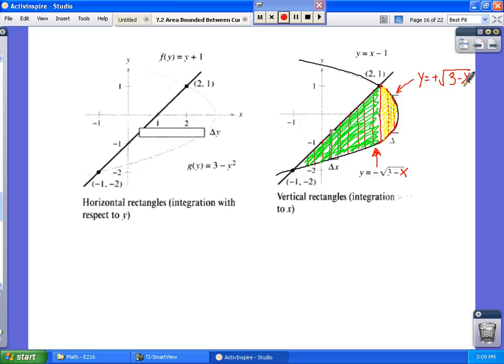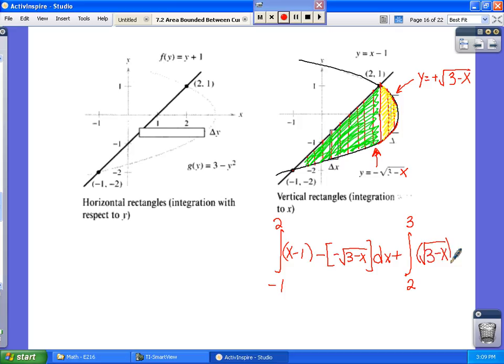You would do an integral from -1 until +2 of the line, which is x minus 1, minus the bottom half of the square root function, dx, plus the integral from 2 until the vertex, which is at x equal to 3, of the top function, which is the root of 3 minus x, minus the negative square root of 3 minus x, dx. I am showing you the fact that it is possible to do the problem as a dx problem.